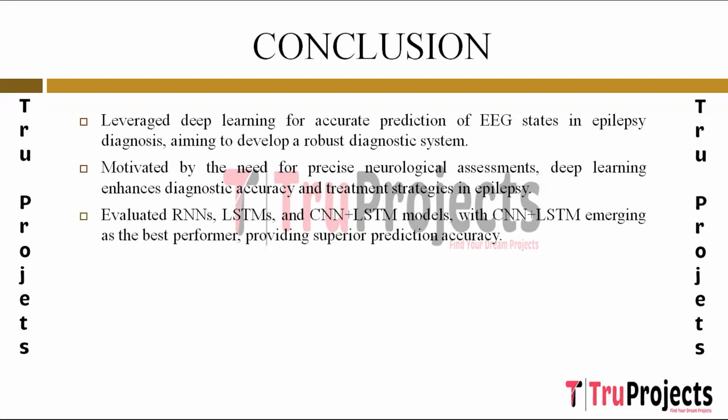So, we built and evaluated several deep learning models, including recurrent neural networks, long short term memory networks, and combined CNN and LSTM architectures. While all models showed promising performance, the combination of CNN and LSTM architecture emerged as the best performing model, demonstrating superior accuracy, precision, recall, and F1 score in predicting EEG states.